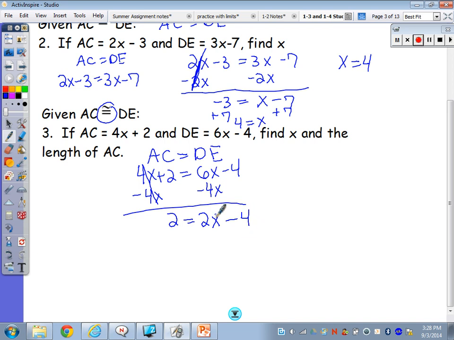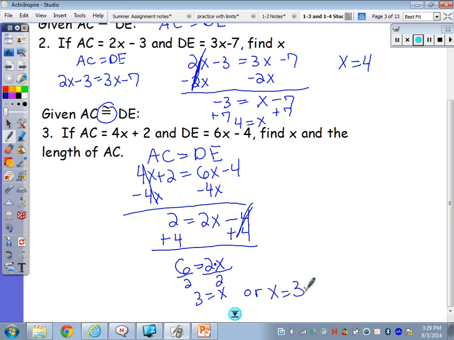Now I need to get the 2x by itself, so I need to move the number over. So I'm going to add 4, because that's the opposite, to both sides. And I get 6 is equal to 2x, because these add to 0. And then to get x by itself, we have to do the opposite of the operation, which is multiplication here. So I'm going to divide both sides by 2, and then I get 3 equals x, or you can write it as x equals 3. So that's the first part, this one.